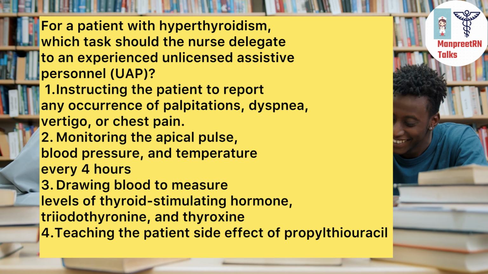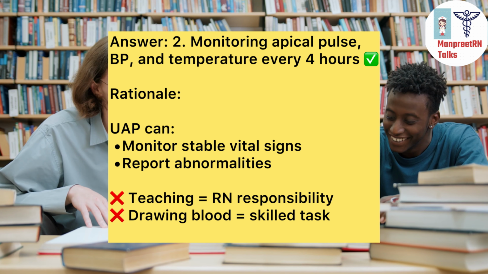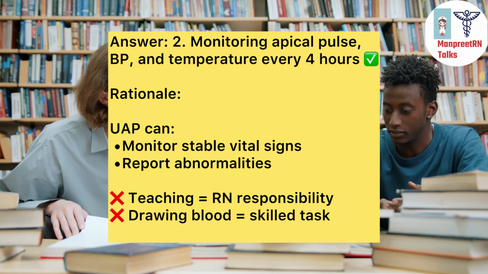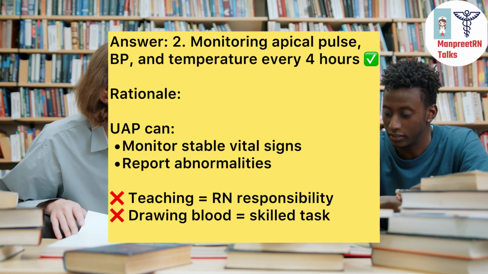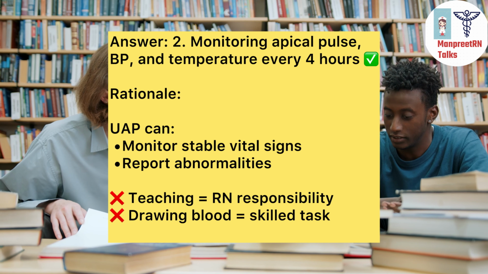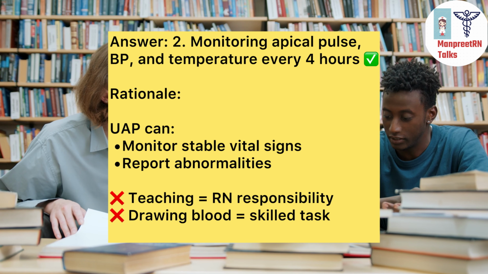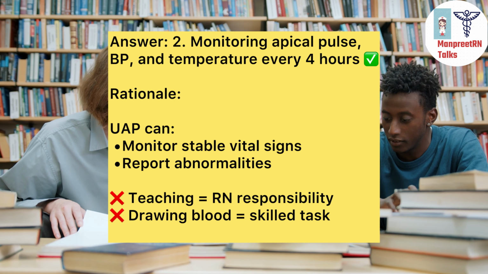So the correct answer for this is 2, monitoring the apical pulse, blood pressure, and temperature every 4 hours. Why? So what is the scope of the UAP? What can the UAP do? As we remember, UAP can do VAPOR, which means vital signs in the VAPOR mnemonic.